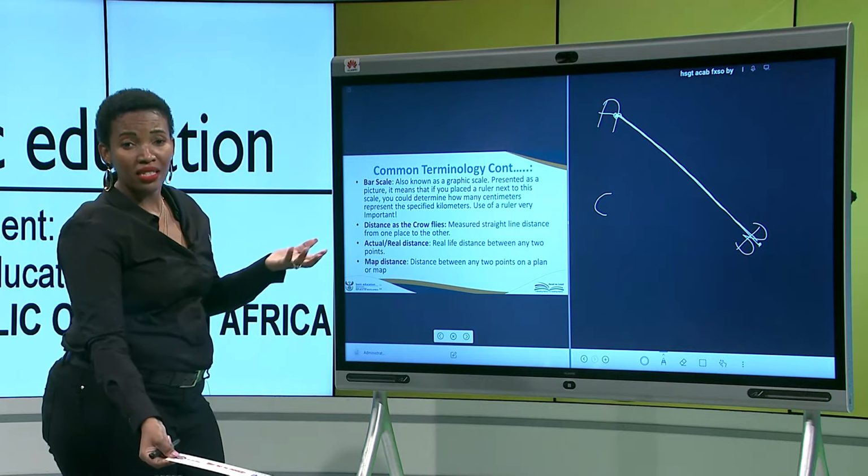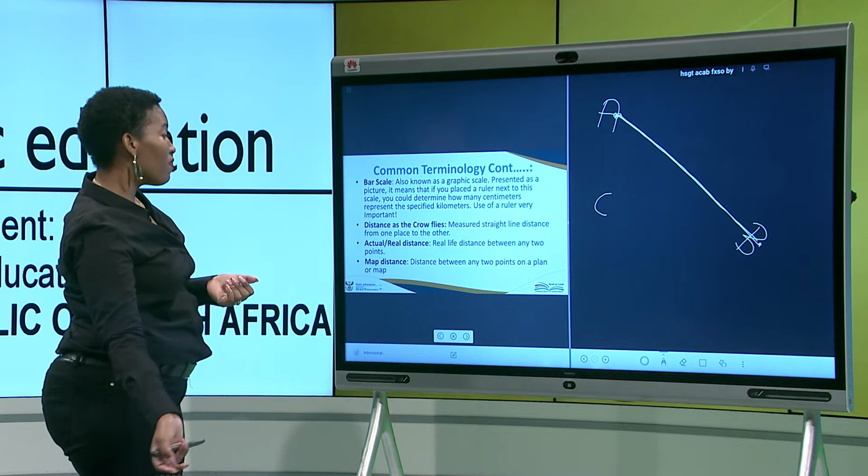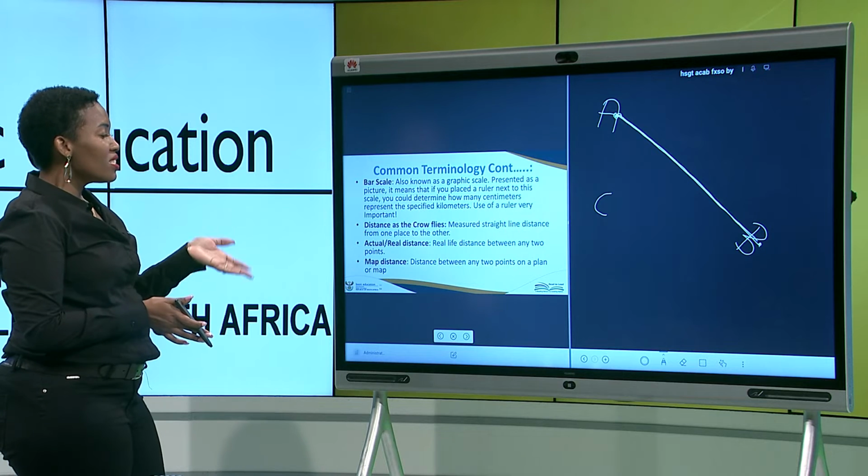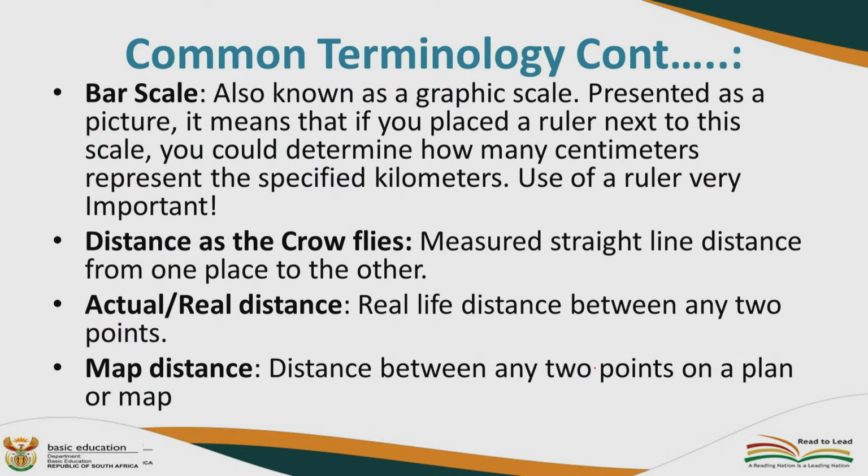That is what is meant by the distance as the crow flies. And then we have the actual distance. The actual distance is the real distance between any 2 points. And most of the time, that distance would be calculated in kilometers.